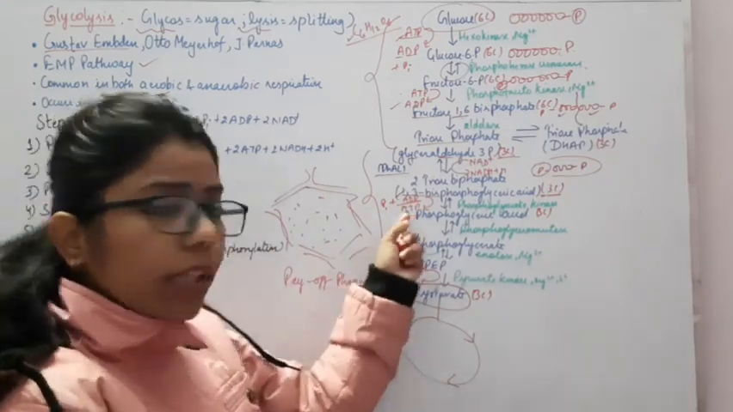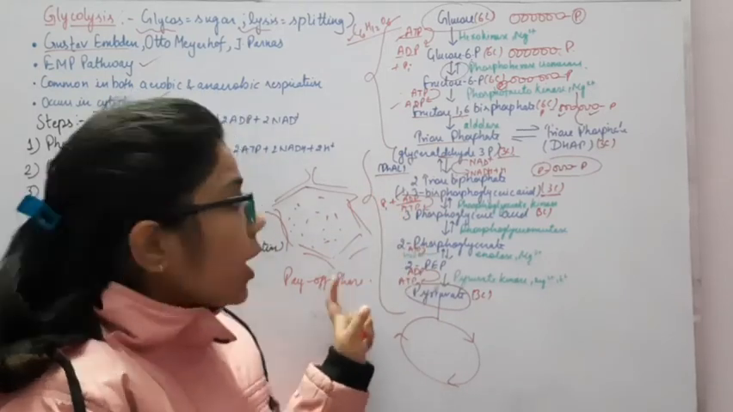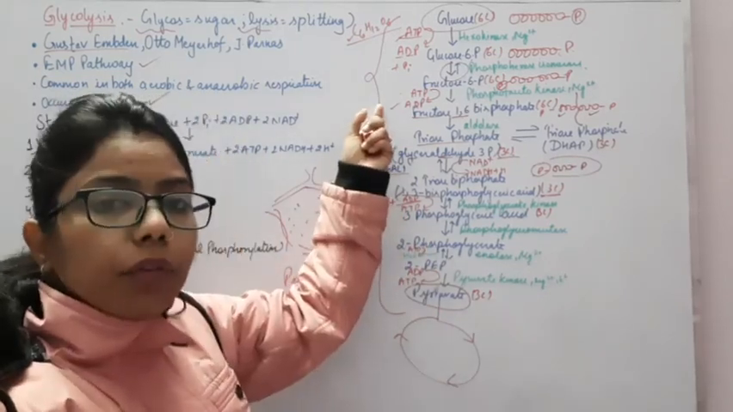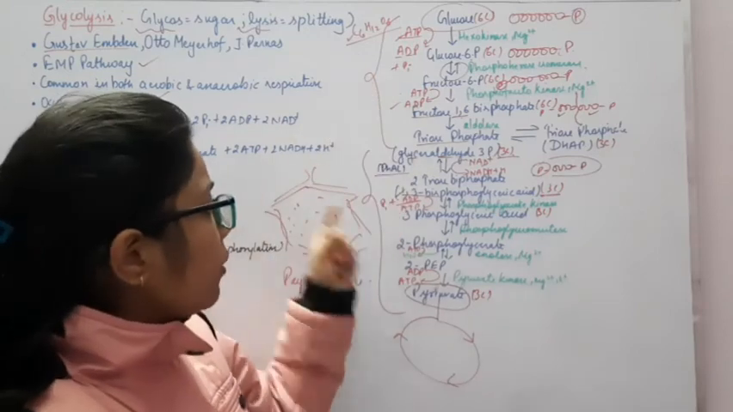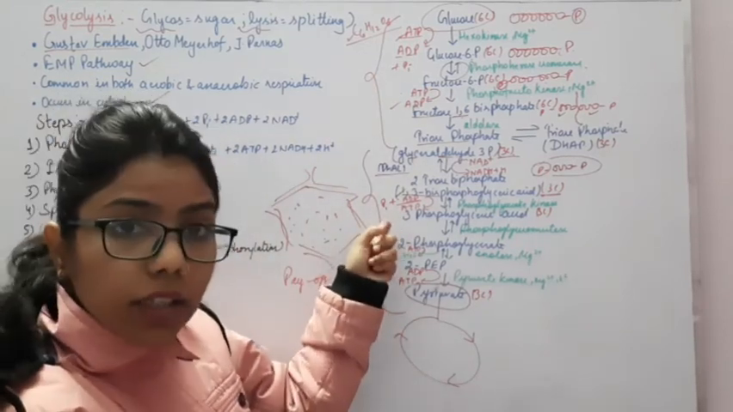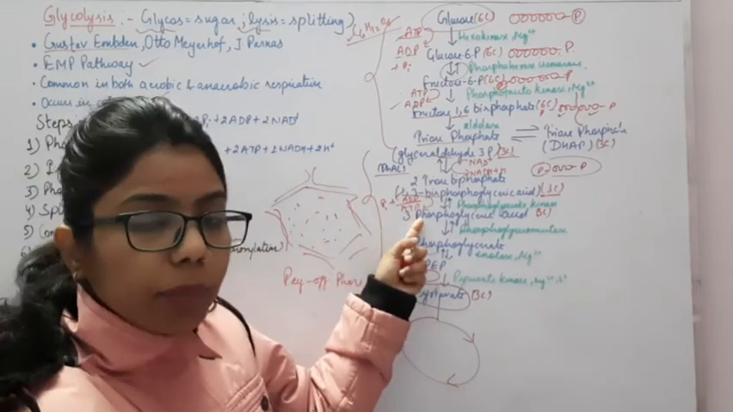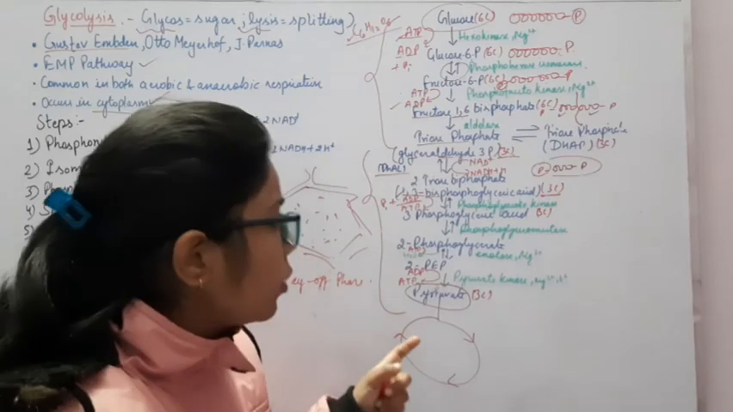So what are we getting here? We are getting the energy. That's why we said it is a payoff phase, and before that it is a preparatory phase where we have used the ATP, and here we are forming the ATP. This is the ultimate reason for the respiration, that we should get the ATP from the oxidation of food.